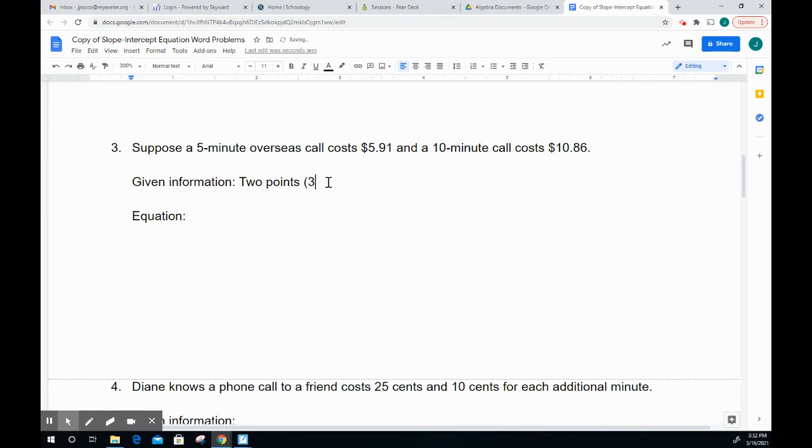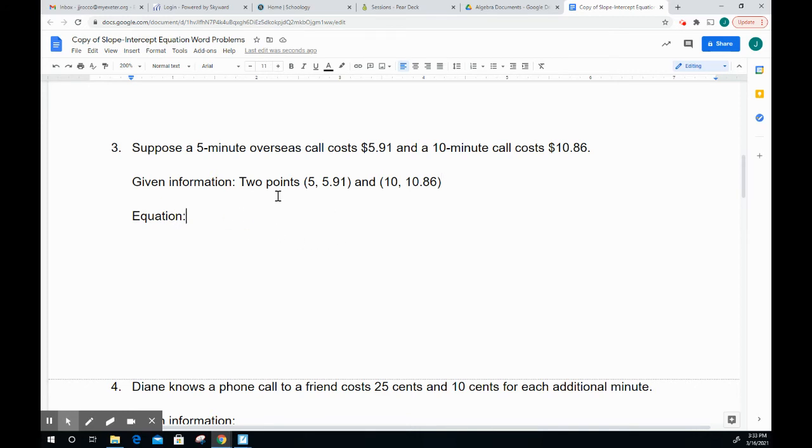One is 5.91, and the other is 10.86. You can see it's almost like $1 a minute, right? If 5 minutes costs almost, around $5, 10 minutes cost around $10. We're looking at, just generally about $1 a minute. We can kind of guess that here.